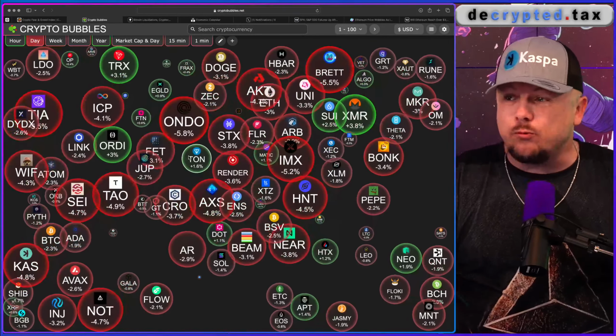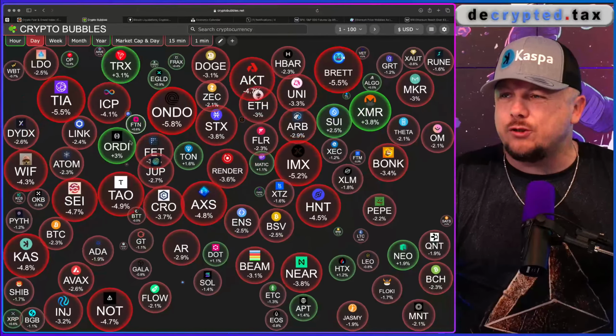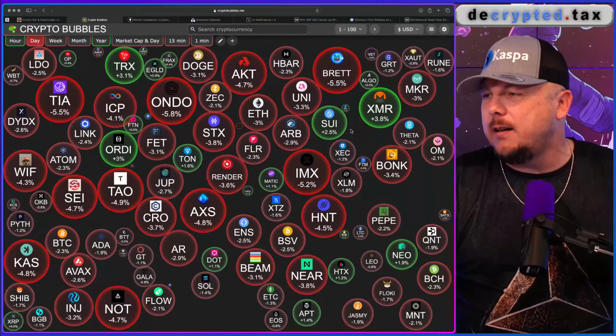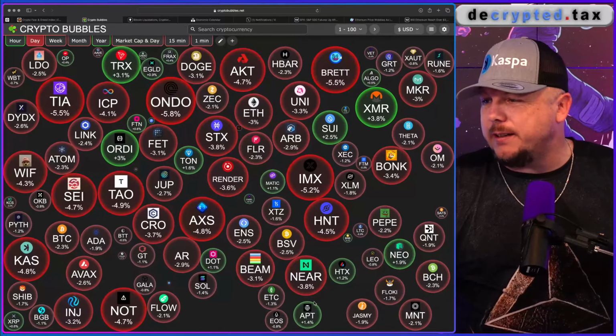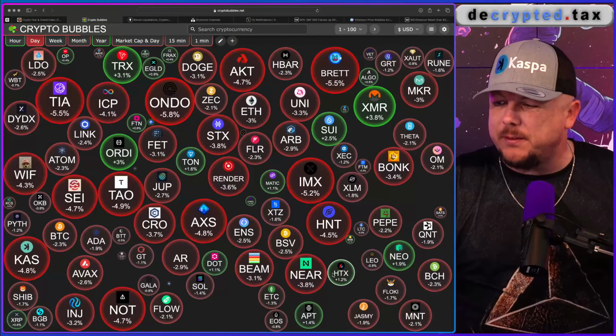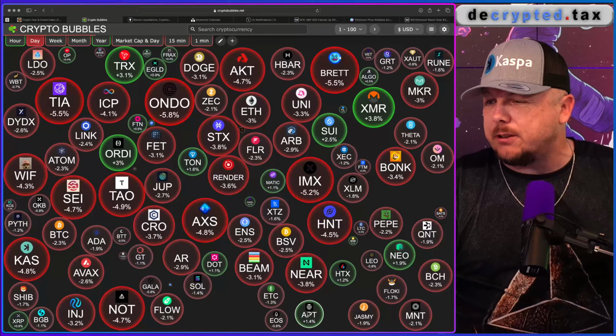Let's go ahead and jump into the crypto bubble, see how they're looking here on the daily. A lot of red on here. We do have some green: Trons, Ordi, Ton, Sui, XMR, Neo. So we got a couple of these that are sitting here. APT is up in the green.